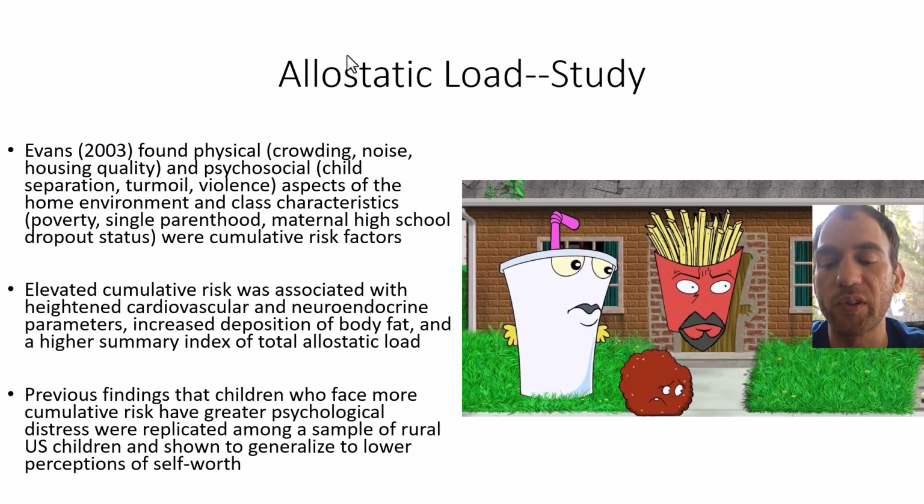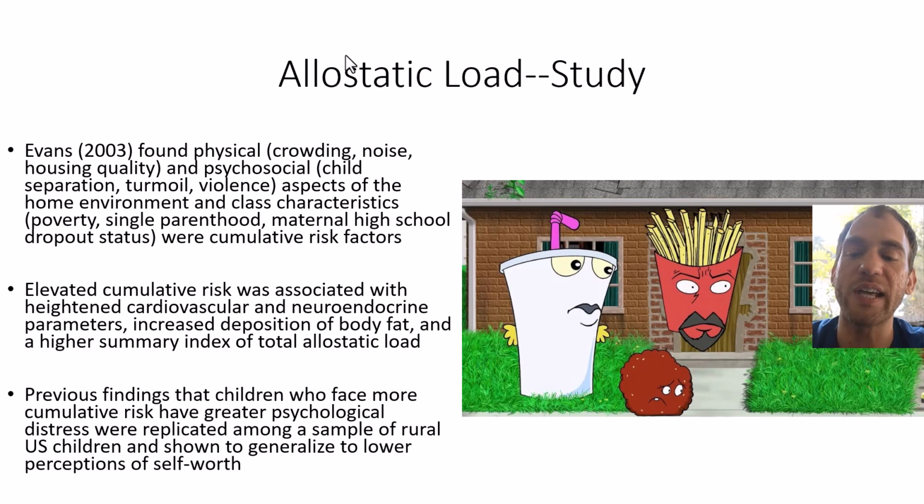So in the sample, Evans is measuring the rates of cumulative risk factors within a U.S. rural population. The risk factors he's focusing on are physical, like housing quality, noise, which is a big one for him, and crowding, and then psychosocial, so maybe child separation, maybe violence in the household, or general instability in the household, and then poverty rates. So looking at these cumulative risk factors, the accumulation, adding them together, you can think of them kind of like allostatic load. If a rural child lives in a house with a lot of crowding, that's 1. If they live in a house with a lot of noise, that's 2. If there's a lot of violence in the household, that's 3. And so it's a cumulative risk factor.